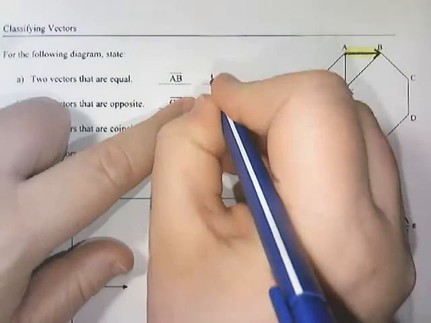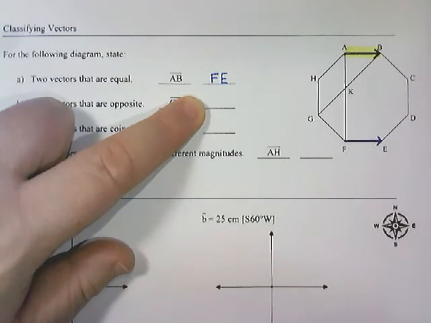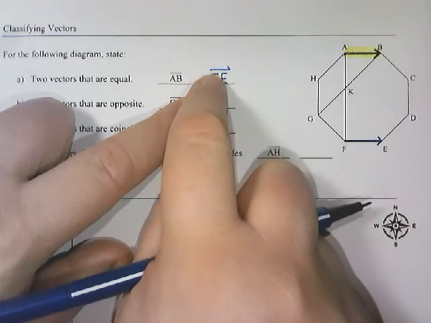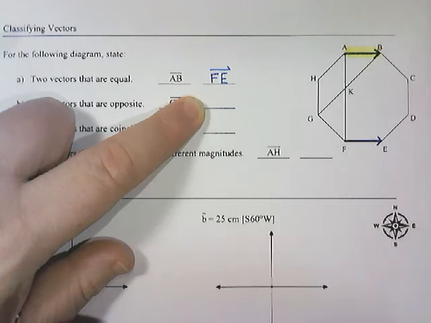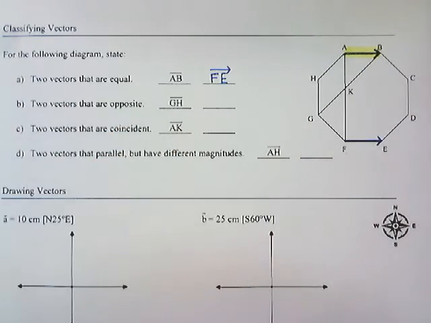So I would write FE, and then you do have a choice. You can draw a full arrow, but I tend to just do a partial arrow where I do the line and then just the top part of the arrowhead. If you want to put the full arrowhead on, you can. It's just a bit of a pain to draw.